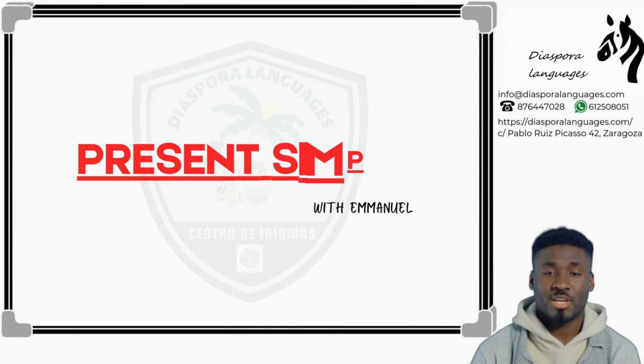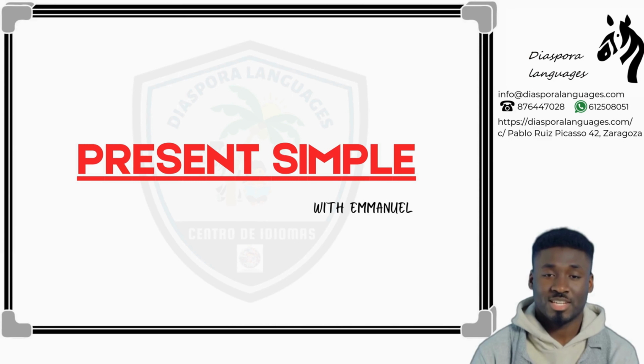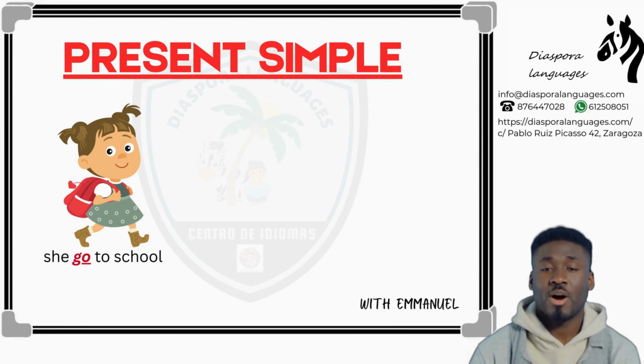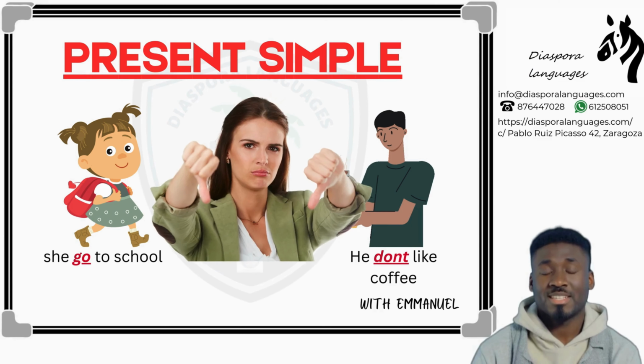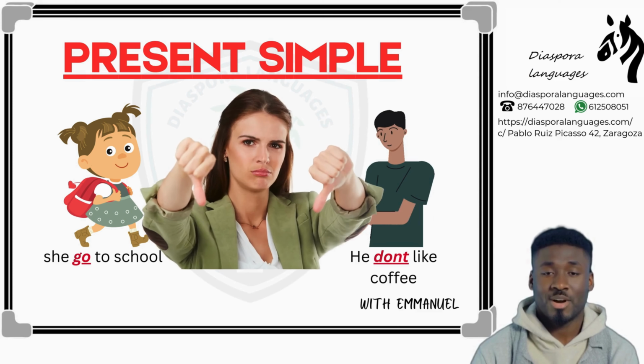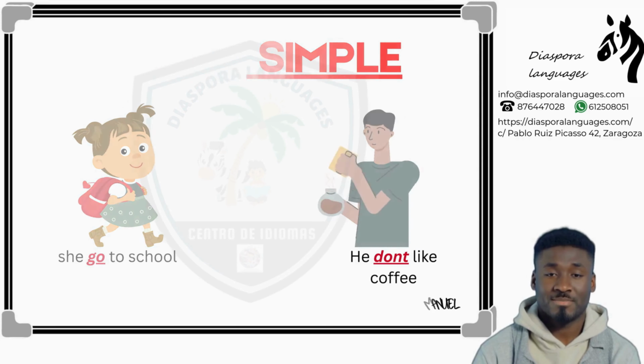Hey everyone, welcome to Diaspora Languages Zaragoza. My name is Emmanuel, and today we are going to take a look at one of the most important and commonly used tenses in English, the present simple. It sounds simple, right? Well, not always. Have you ever heard someone say, "she go to school every day," or "he don't like coffee"? These are super common mistakes, but don't worry. By the end of this lesson, you'll be a present simple pro. So let's dive in.